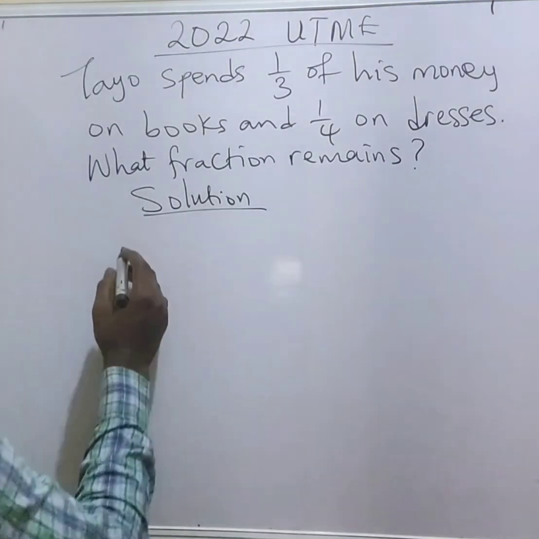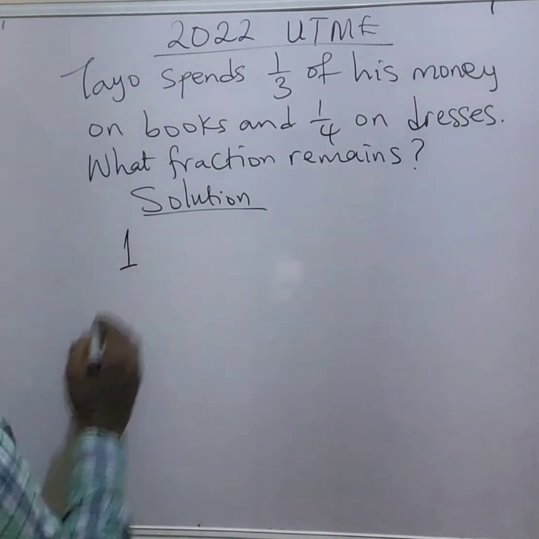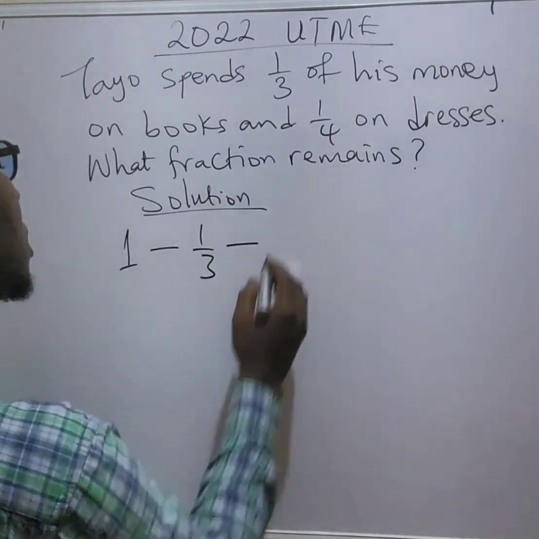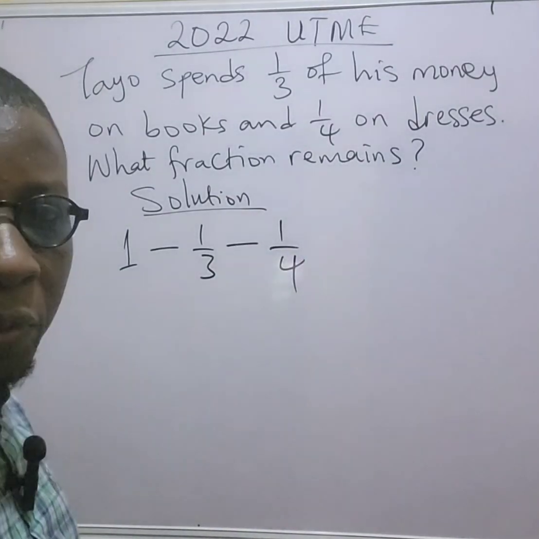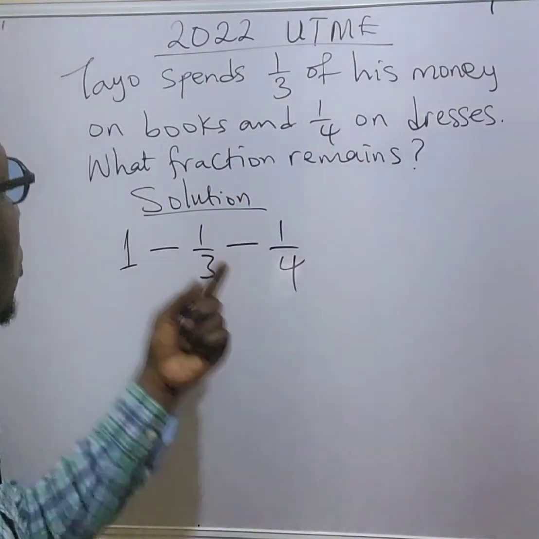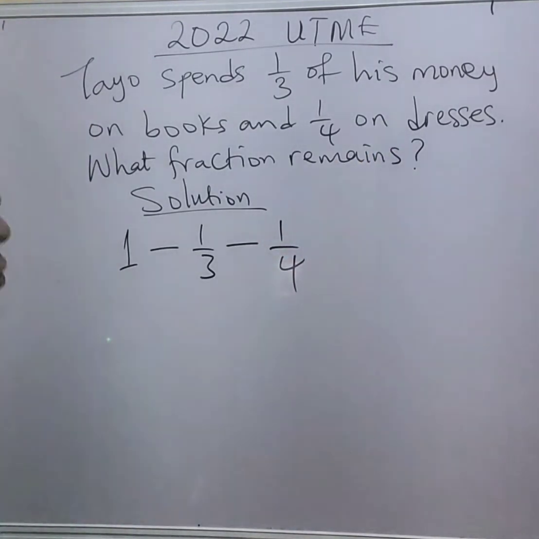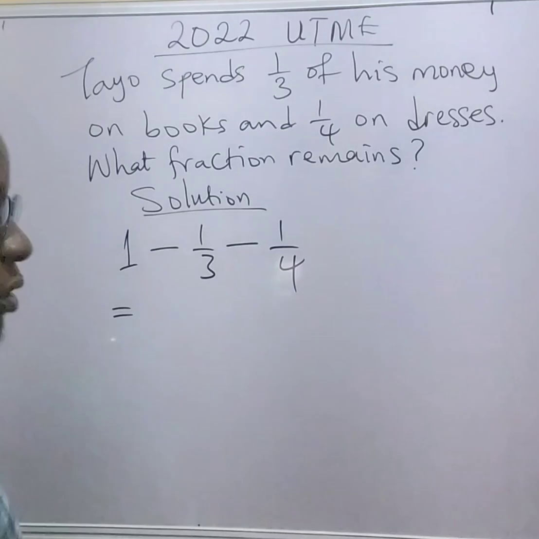To interpret this, the whole money is represented by 1, then we subtract 1/3, and we also subtract 1/4. That's how to interpret it. We subtract 1/3 that was spent on books, and we subtract 1/4 which was spent on dresses, and then we'll find the solution.